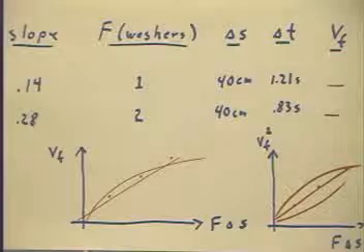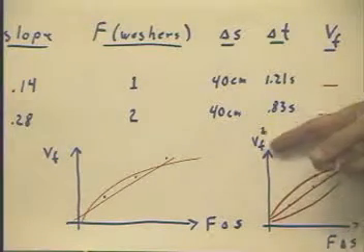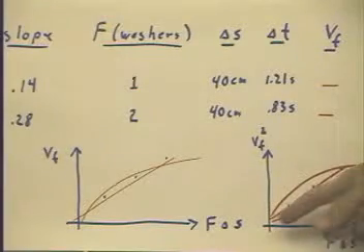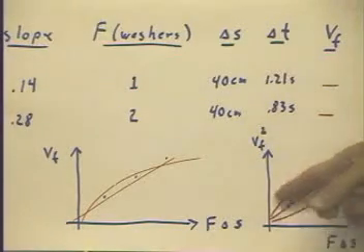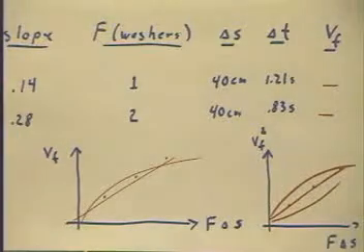So the ultimate graph that we're going to get is VF squared versus F delta s. And again, is this a straight line? Is it curved at a decreasing rate? Does it curve at an increasing rate?